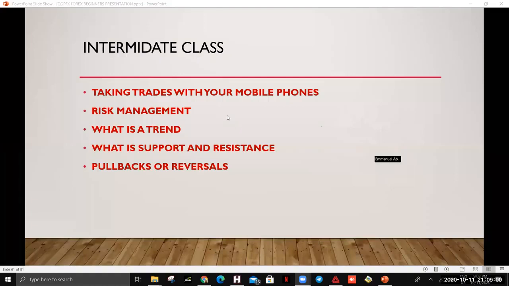So by the time the market gets to the resistance and hits it, and you see that the market cannot break through that resistance, it closes above it.